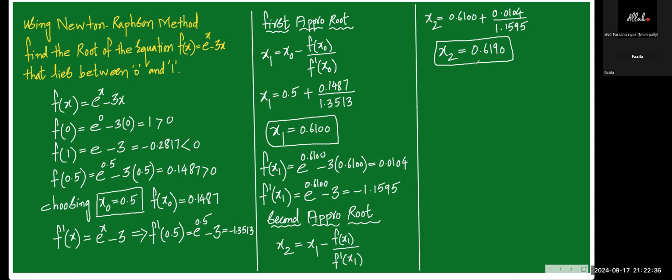We should not go far from our root. We should be near to this value only. x1 के करीब करीब ही रहना अपन. दूर चले जाने थे आप बहुत दूर. That's what I said you to calculate one more time. F of x2 is equal to e to the power of 0.6190, which is our function. We are substituting in our function minus 3 times of 0.6190 and then answer. Same thing we have to calculate in the derivative way also.